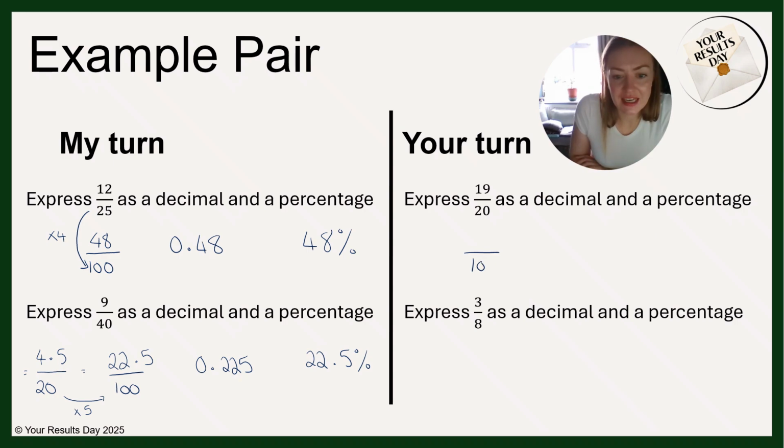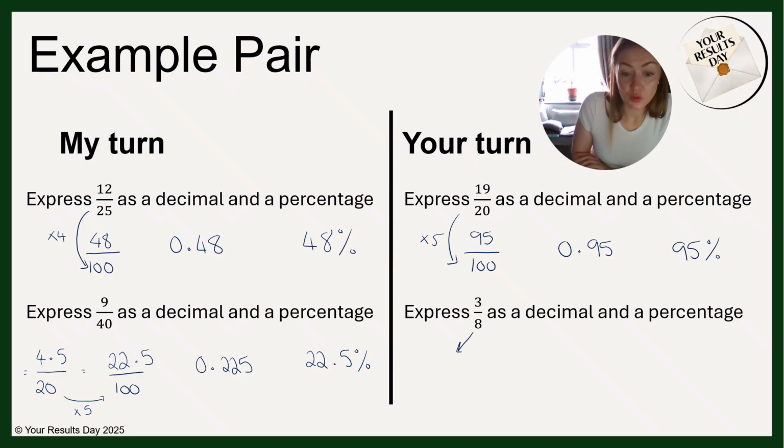Once again, let's get this fraction over 100 to make it easier to work with by multiplying 20 by 5. 19 times 5 is 95. So as a decimal, we're looking at 0.95, and as a percentage, 95%.